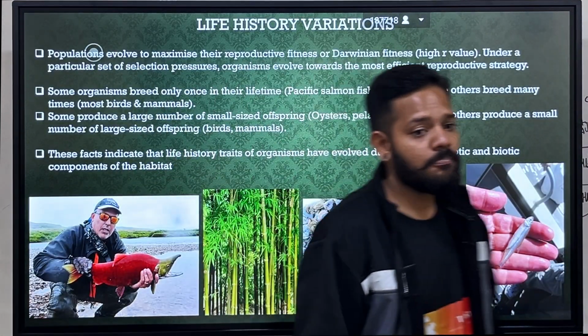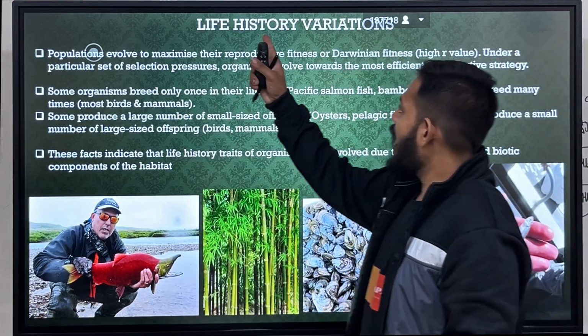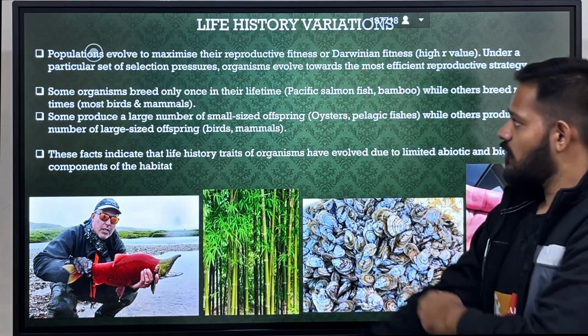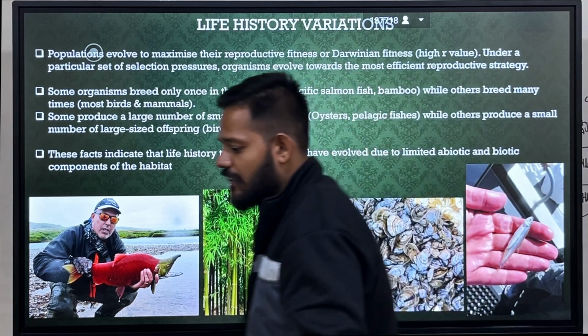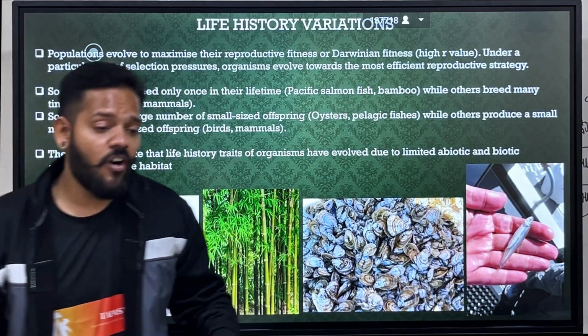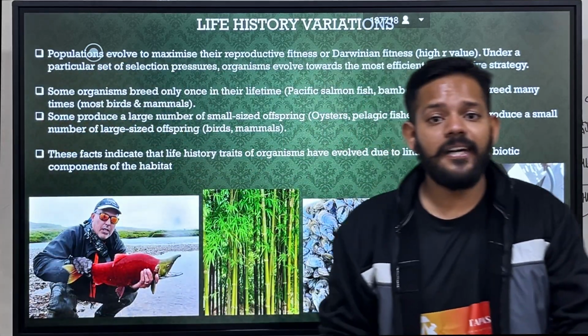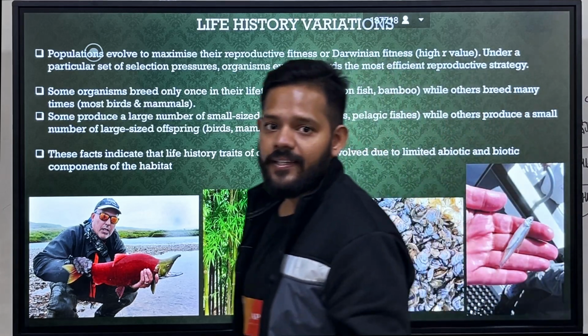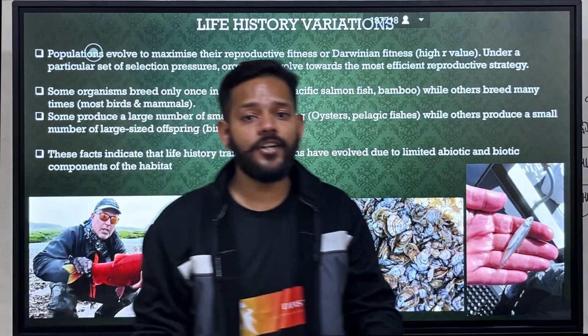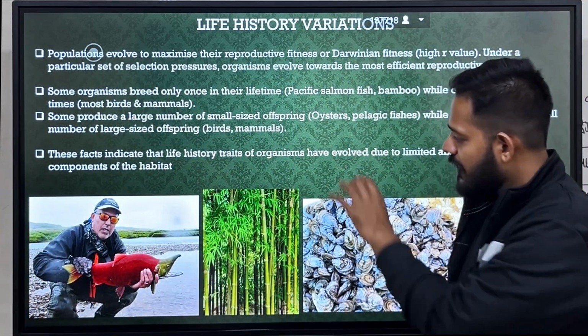And the last point of this chapter is life history variations. So what variation comes in the life cycle of an organism to survive in a particular ecosystem, in a particular habitat, to face the abiotic forces. We are going to study this point.